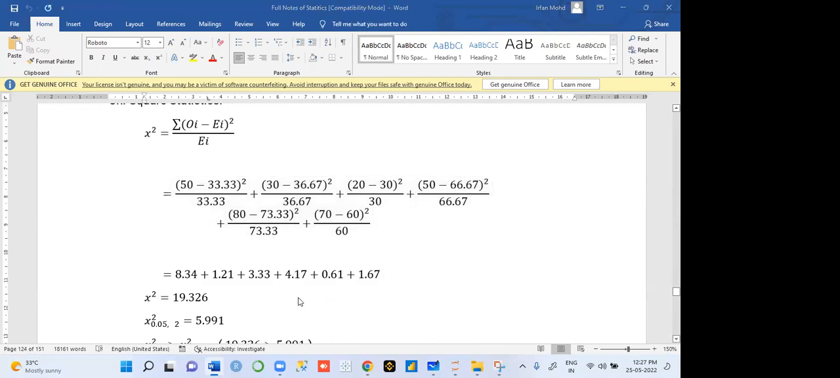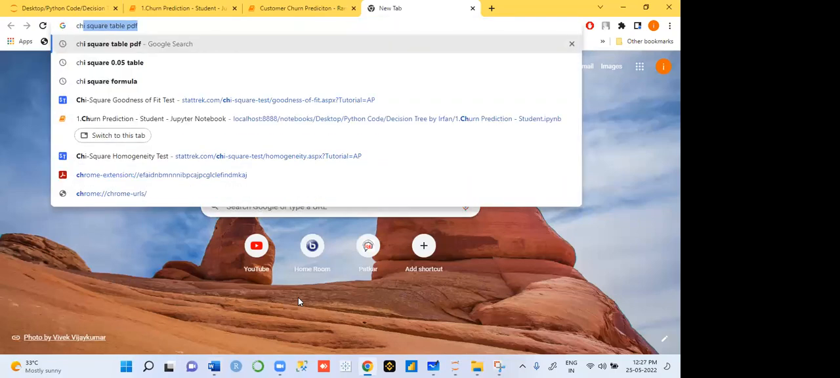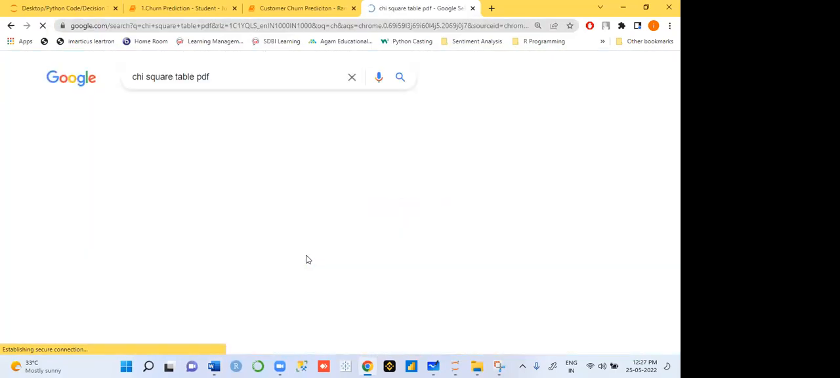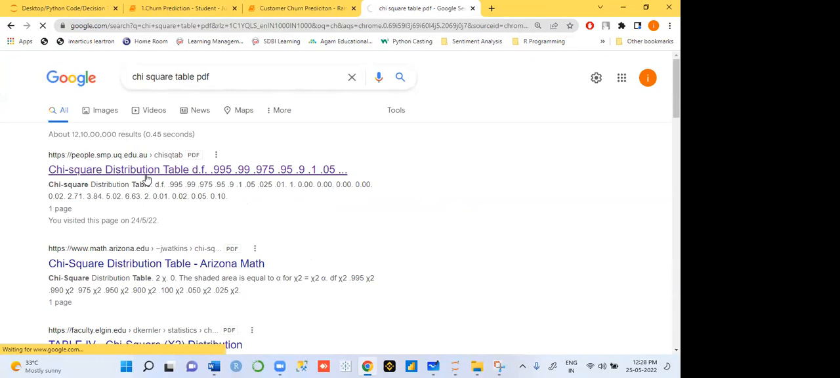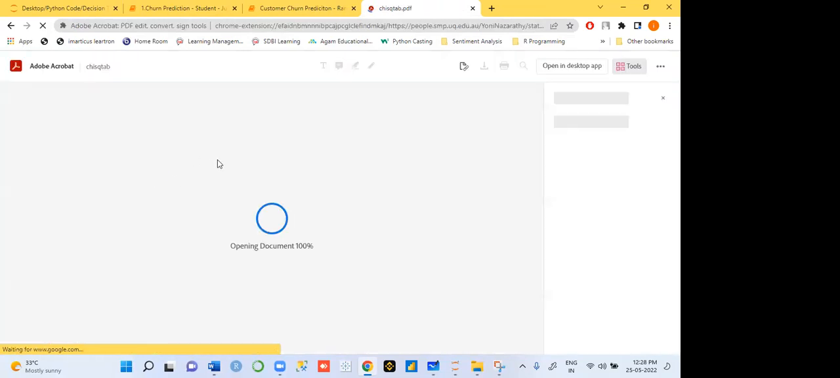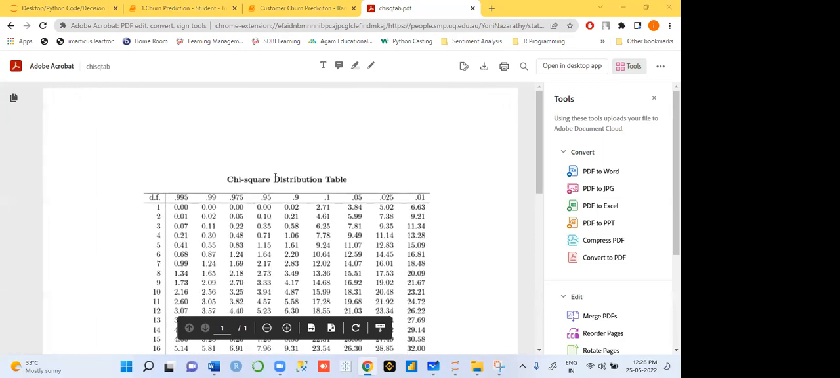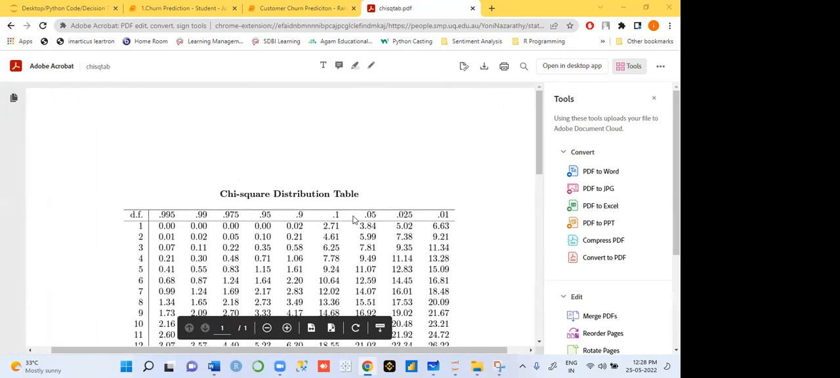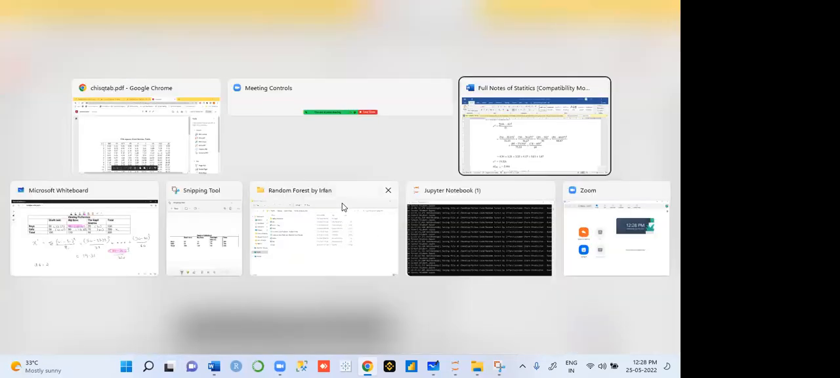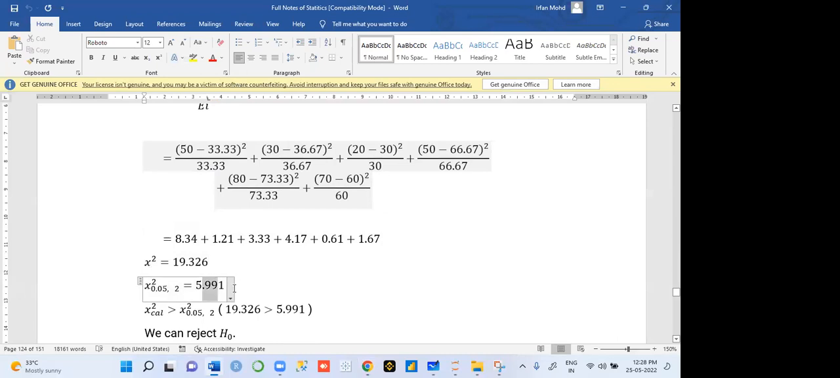Okay. So guys, once again, we have to take chi-square table value. We need it at 5%. What is the degrees of freedom? 2. And alpha is 5%. So from 5 from here and 2 from that, 5 and 2. What is the value? 5.99. So I have written 5.99.